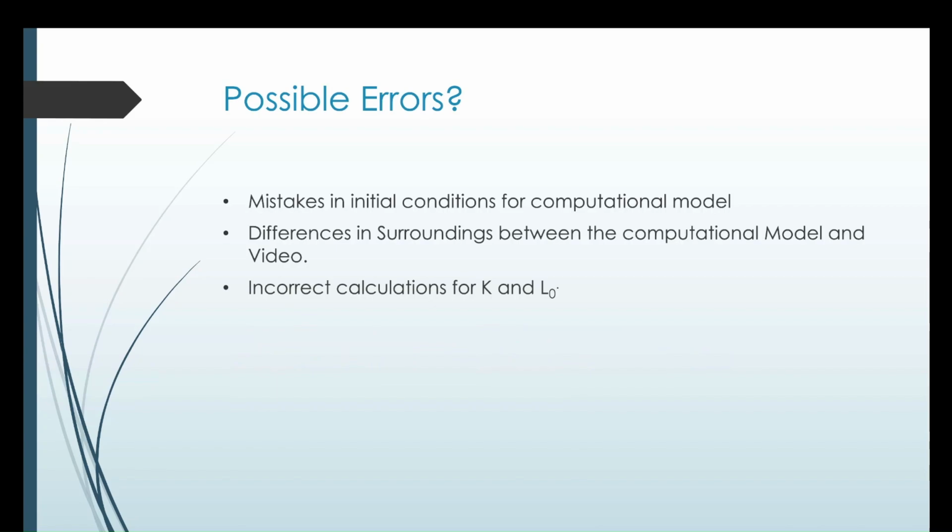Some additional questions. Possible errors throughout the experiment: there could have been mistakes in setting the initial conditions for the computational model, which threw it off, and that could have been what caused it to go so much further in both the x and y coordinates. And then there could have been differences in the surroundings. The computational model accounts for no effect from the surroundings, but in the video itself, it could have been experiencing air resistance. There also could have been an incorrect calculation for the spring force constant, as well as the relaxed length of the spring.